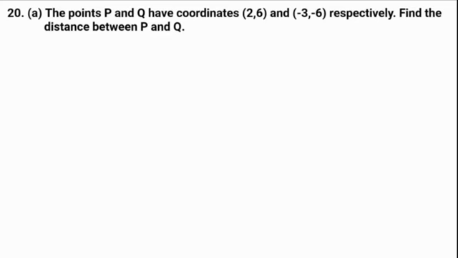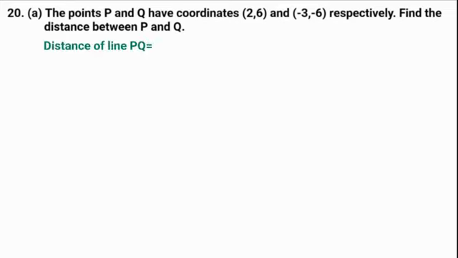Okay, so question 20A was as follows. The points P and Q have coordinates (2, 6) and (-3, -6) respectively. Find the distance between P and Q. What we're going to do is use coordinates to find the distance between two points, using this formula.